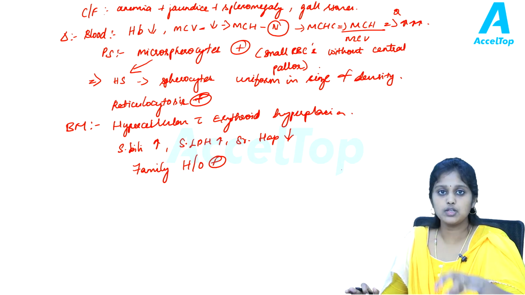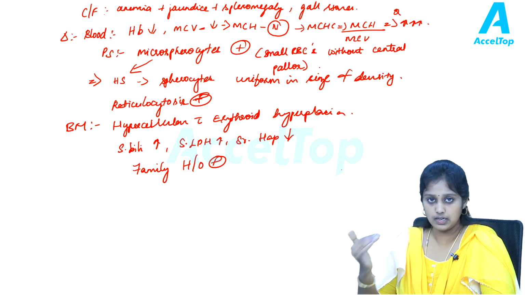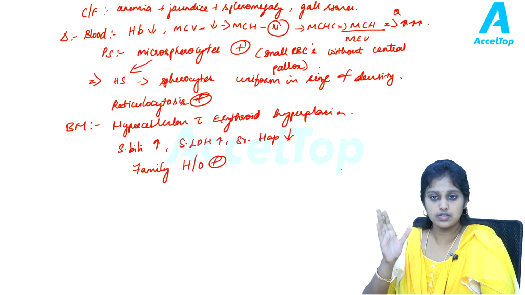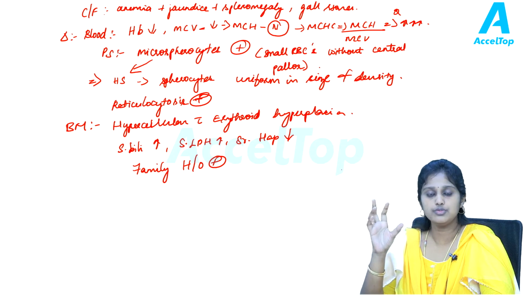Peripheral smear, you'll be seeing microspherocytes. They're nothing but small RBCs without any central pallor. In hereditary spherocytosis, spherocytes are of uniform size and density. In any hemolytic anemia, the reticount will be high. So these patients will be presenting with reticulocytosis, bone marrow, hypercellular marrow with erythroid hypoplasia. Since it is an inherited disorder, there is positive for family history.